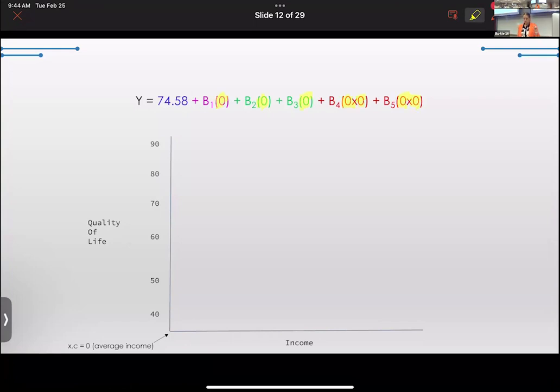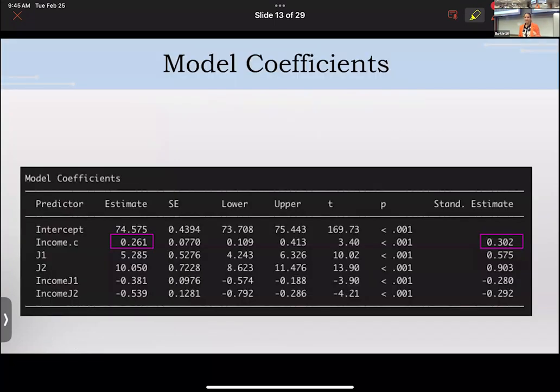Cool? So two things to remember. Remember that a centered value of 0 equals average income. And it's the reference group. So what is the only thing we're left with? 74.58. That is the intercept for the agriculture group. Got it? Ready for the next one? All right. Pink. Ready for the next one?